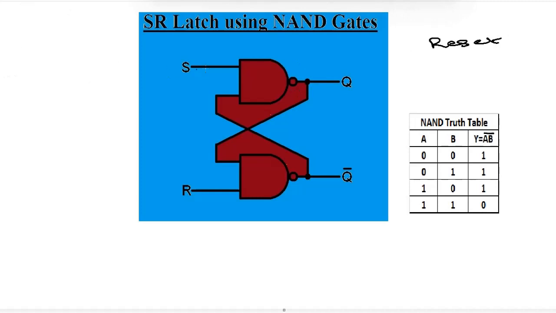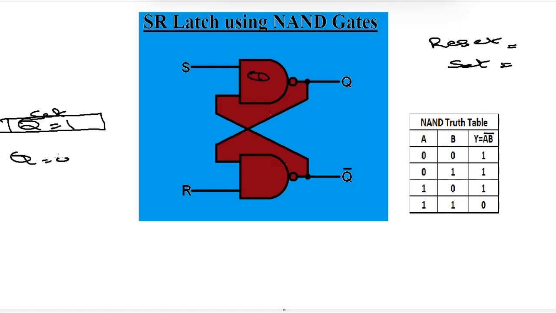First of all, what is meant by S? S is set, R is reset. Set means when Q equal to 1, we call it set. So Q equal to 1, Q value is 1, then this condition is called the set condition. Q equal to 0, this condition is called the reset condition. Set condition and reset condition.